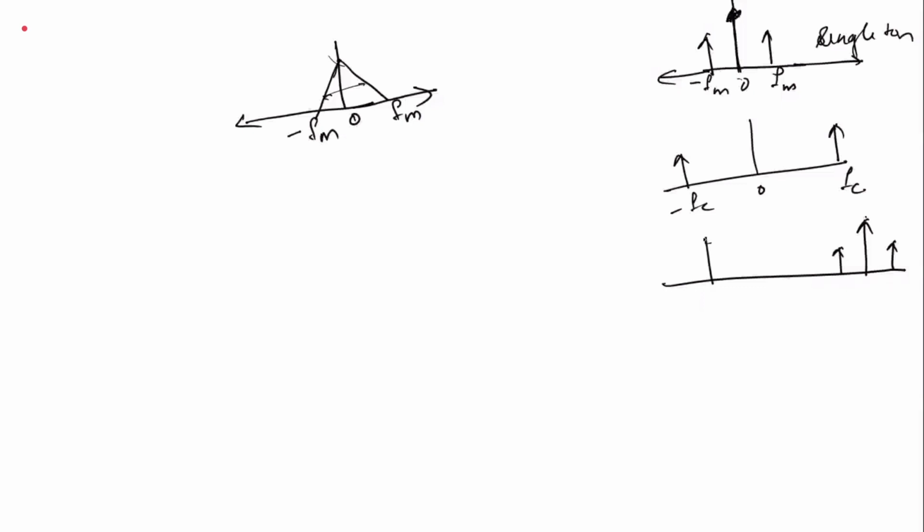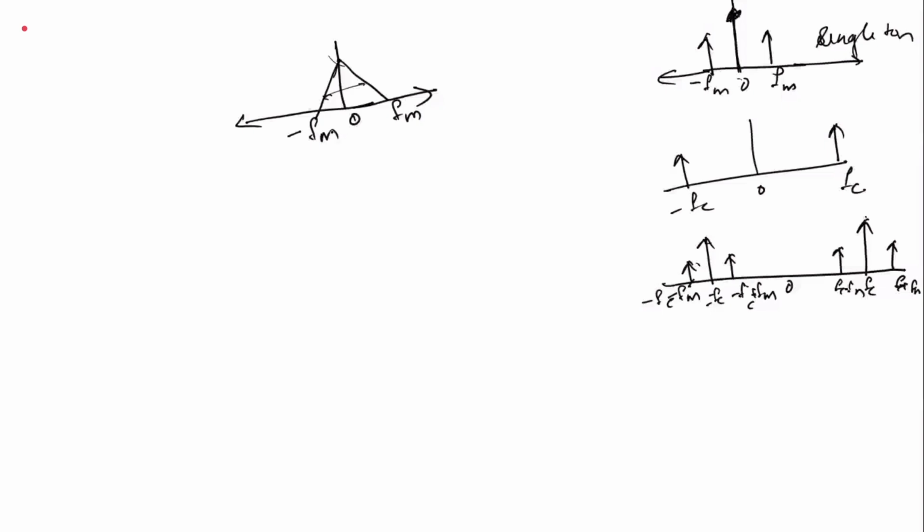This is minus FC. I have two components. This is 0 value. This is FC. This is minus FC. This is FC plus FM. FC minus FM. This is minus FC plus FM. Minus FC minus FM. Okay.